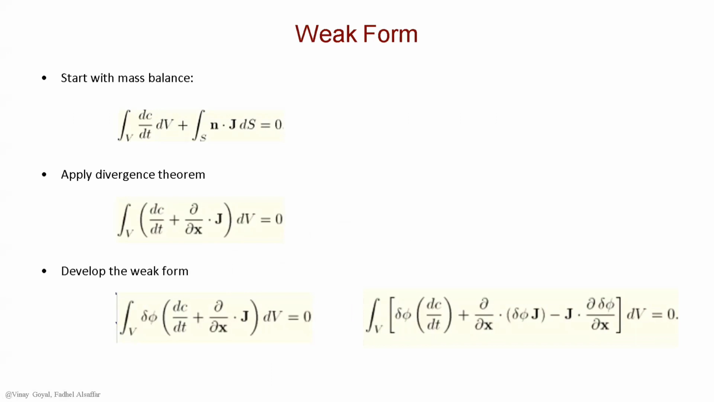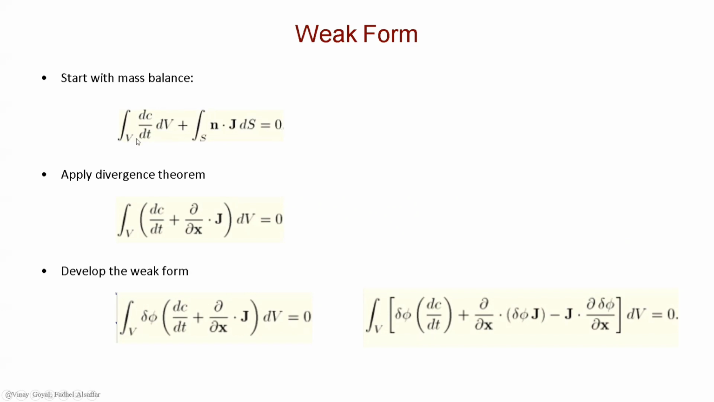So to develop the weak form, I'll start with a mass balance. We see here that the integral over the volume of the material of the derivative of C, the concentration, with respect to time, dV, plus the integral over the surface of the volume of n dot the mass flux, dS, equals 0. So basically, the change of concentration within the volume has to be equal to the mass flux at the surface.